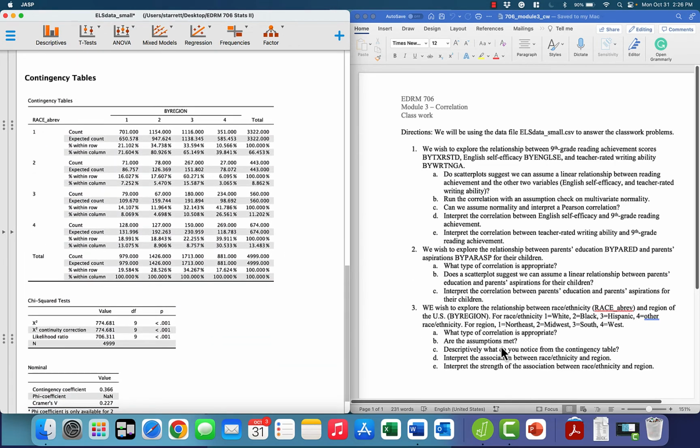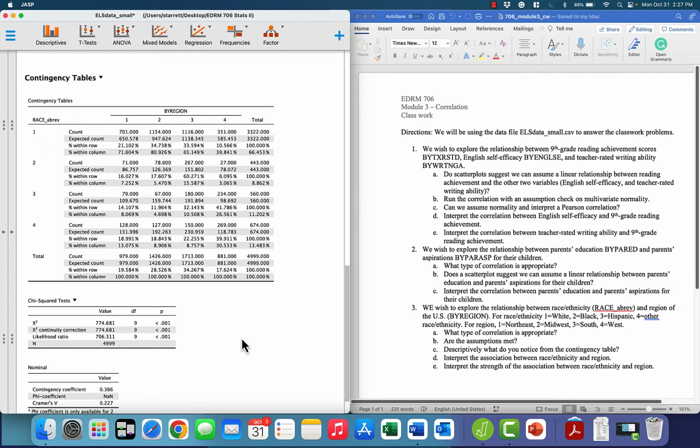All right, so are the assumptions met? Well, they are both nominal variables. They have independent observations, meaning a person can only be in one race category in one region of the U.S. And if we look in our expected counts for all of our cells, we see every single expected count is larger than the number 5. So yes, our assumptions are met.